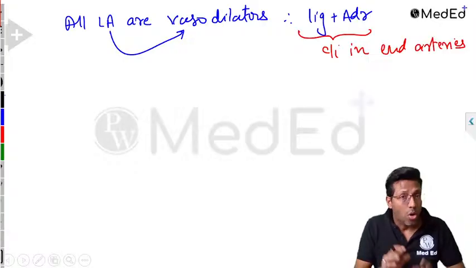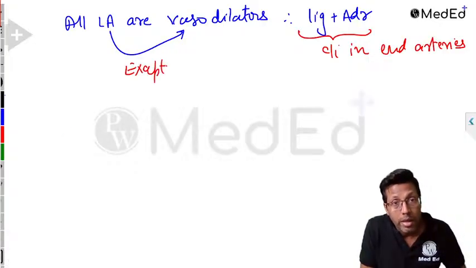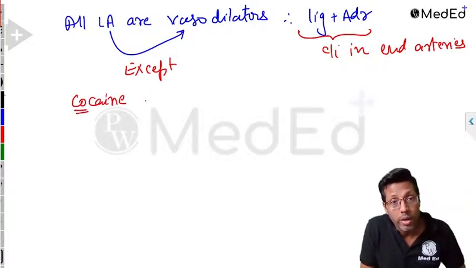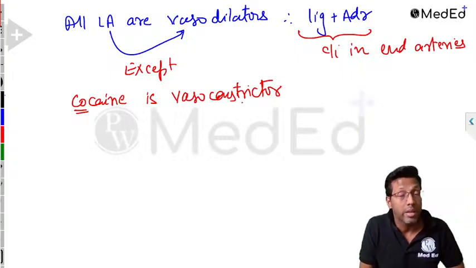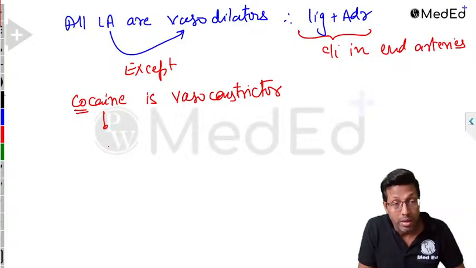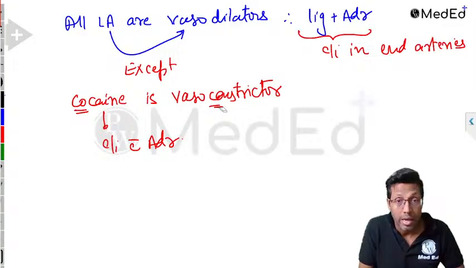Lignocaine plus adrenaline, because all local anesthesia drugs are vasodilators, except for which one? Except for cocaine. Remember, cocaine is a vasoconstrictor. Because it's a vasoconstrictor, it might increase the heart rate and BP. That's another reason why cocaine is contraindicated with adrenaline. Cocaine is a vasoconstrictor. So the answer here is A.